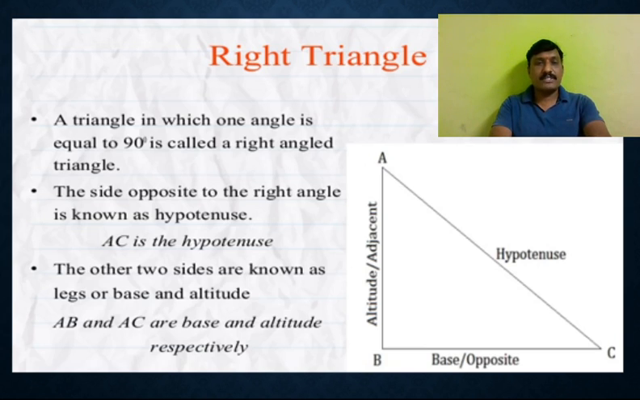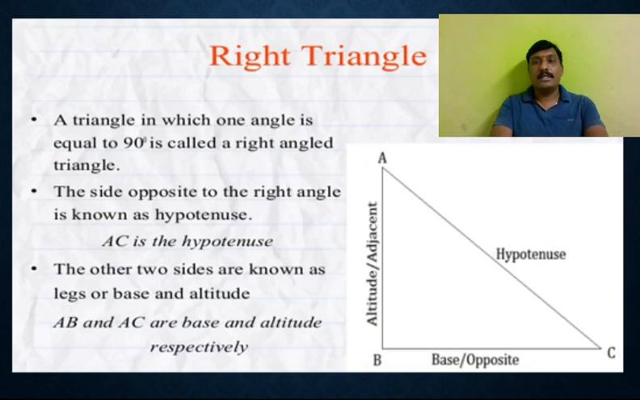The two sides which are adjacent to the 90 degrees are called the base and altitude, generally called the legs of the right angled triangle. Namely, AC is the hypotenuse, and AB and BC are the base and altitude respectively. It is not compulsory that this is the altitude. If one is taken as the base, then the other is perpendicular to it, so it becomes the altitude.